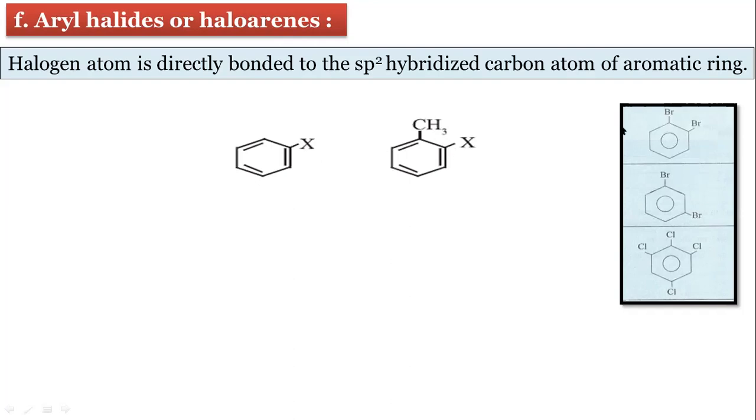See here. When two hydrogen atoms are replaced, it is a dihalogen derivative of arene. This is also a dihalogen derivative. So what is the name? Anyone can tell me what is the name of this compound? This one?